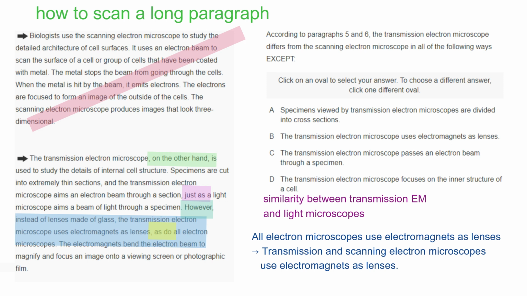From this, we can infer that both the transmission electron microscope and the scanning electron microscope use the same material for their lenses. With this, let's consider the choices. The correct answer is B, as it is the property that is not different between the transmission electron microscope and the scanning electron microscope. Both use electromagnets as lenses.